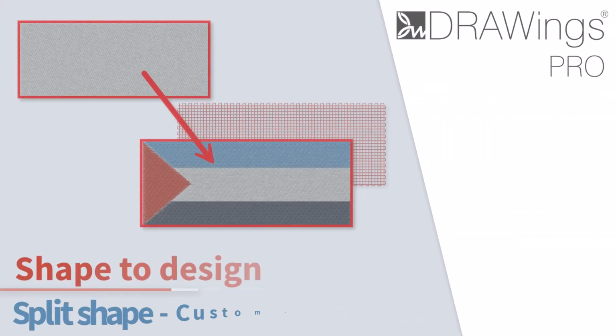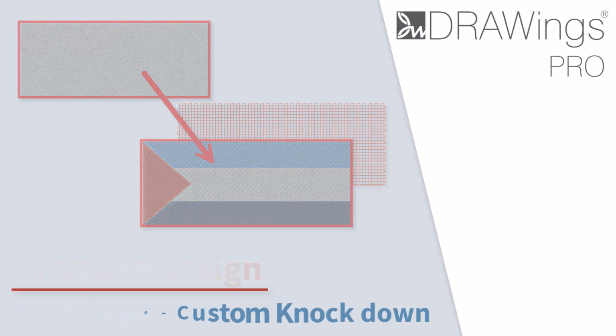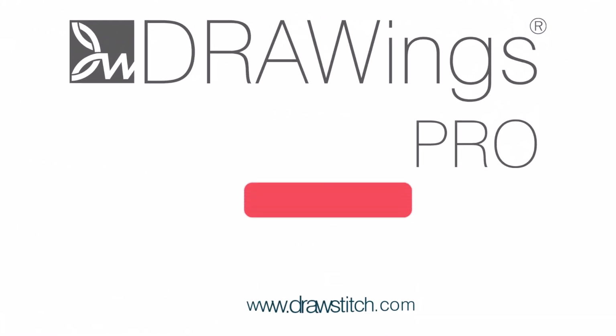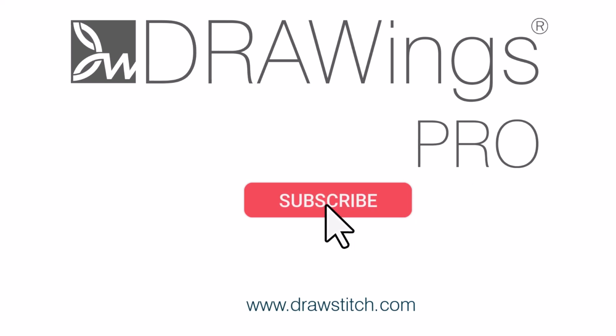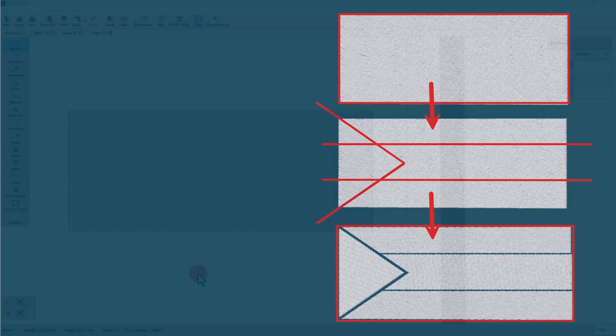In this video, we'll show you how to make a custom split design like this one, starting from a rectangular shape, and then you will see how to add custom knockdown stitches to stabilize the entire design. First, let's divide the rectangle in custom sections using some lines and the knife tool.